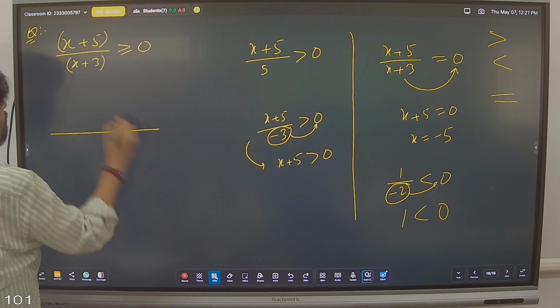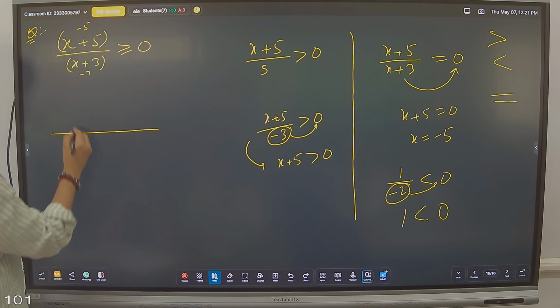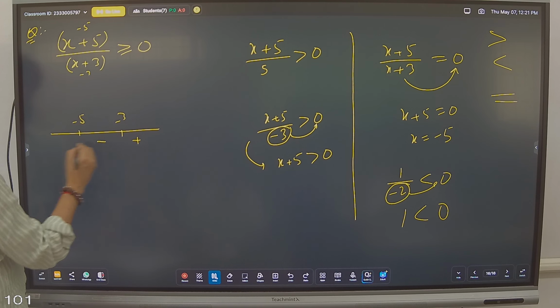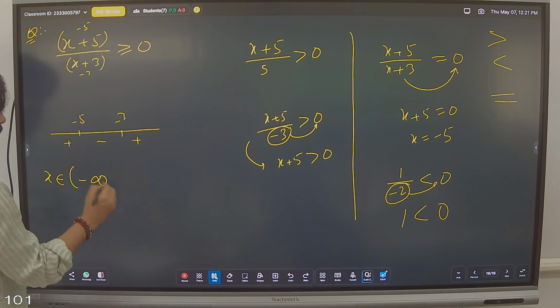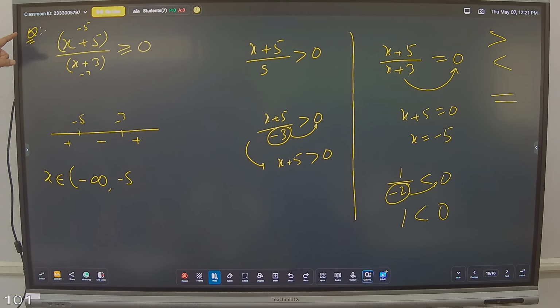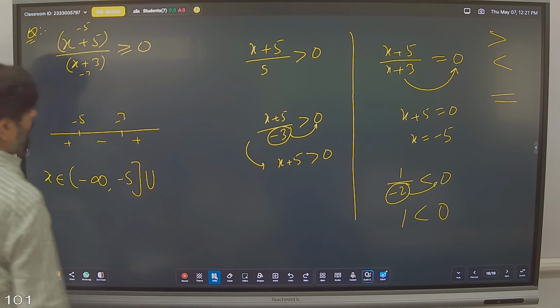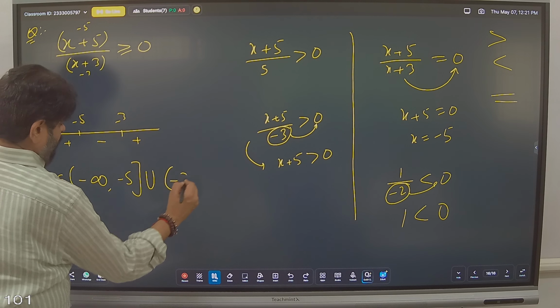Find the critical points. The critical point of this is minus 5, and this is minus 3. Speak out. So minus 5 first, then minus 3: positive, negative, positive. We want positive. So x belongs to minus infinity, and since there is an equal to, I have to use a close bracket at minus 5. Can I put close? Yes, it's a numerator critical point. It's minus 5 close. Union, minus 3. Open or close? Open, to plus infinity. The denominator critical point will always be open. So this will be minus 3 open to infinity.